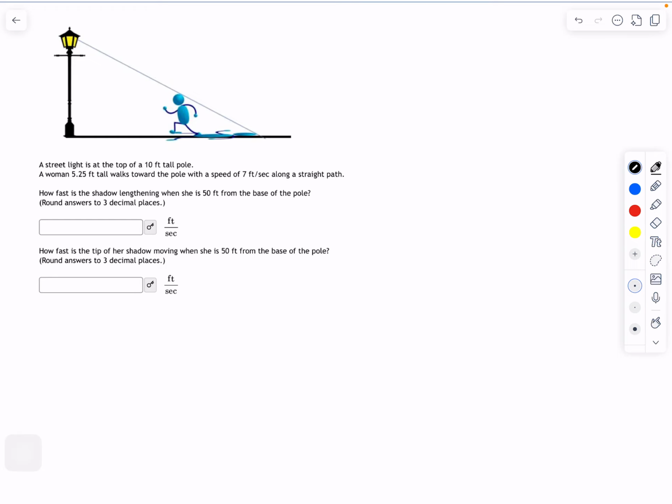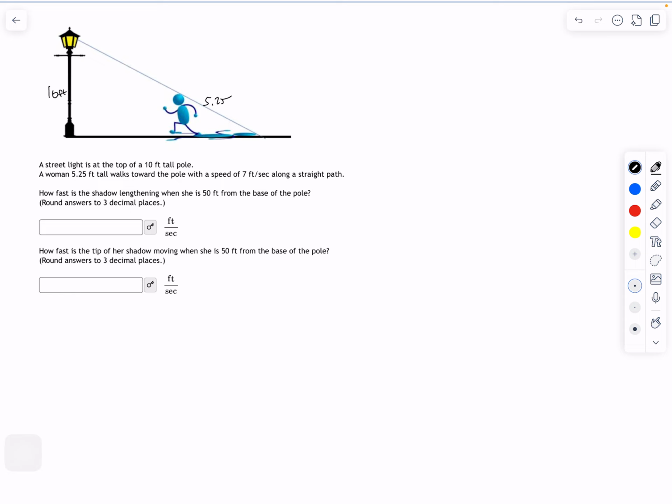A street light is at the top of a 10-foot pole. So let's go and write 10 here. A woman is 5.25 feet tall and is walking toward the pole at a speed of 7 feet per second along a straight path.